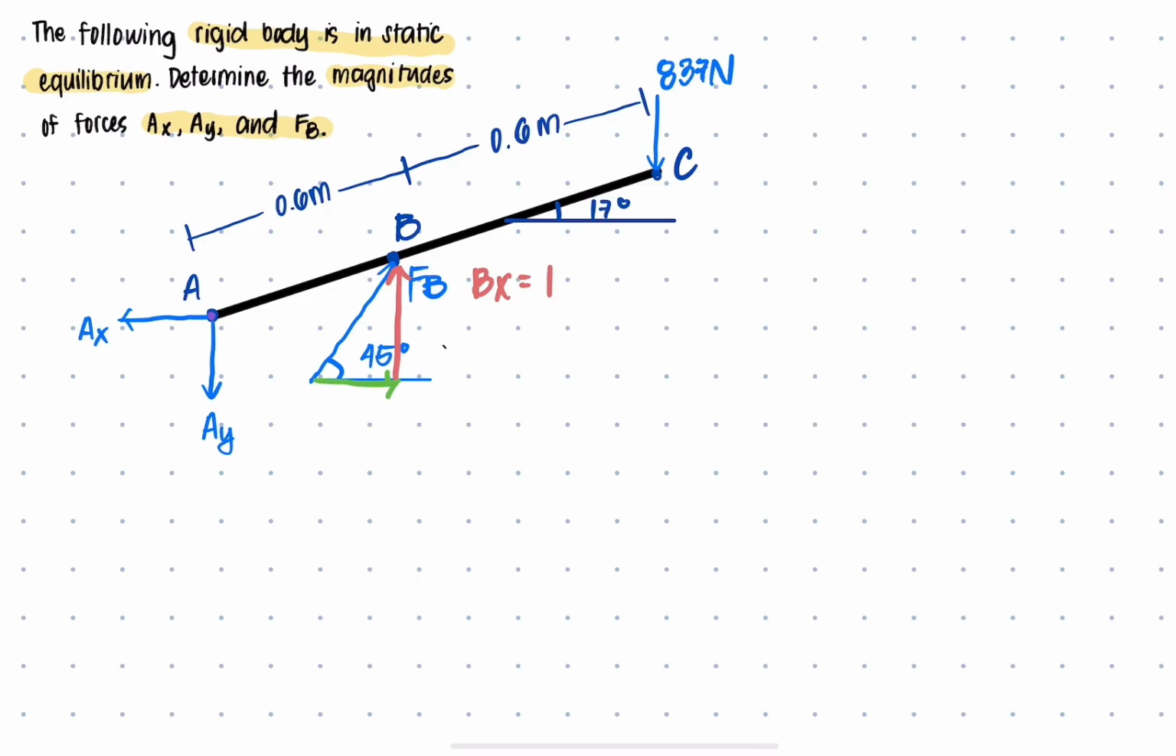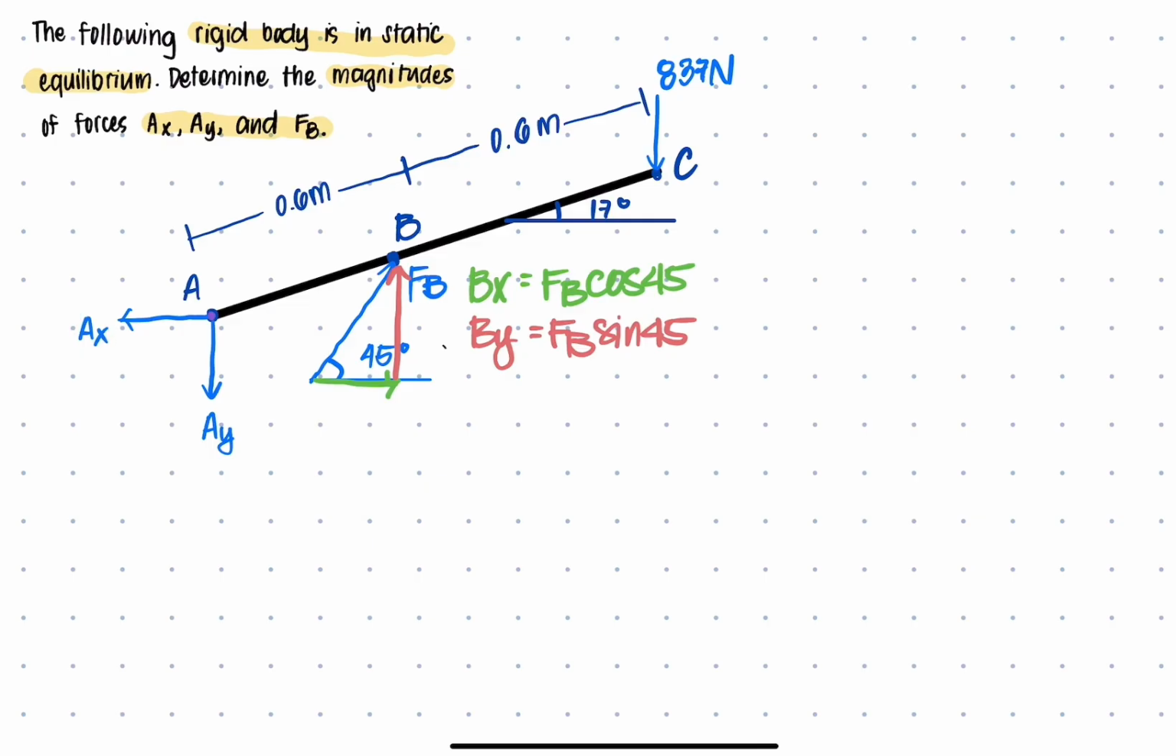And this is going to be equal to, mali yung kulay. BX is going to be equal to FB cosine 45. And similarly, yung Y component, BY, is gonna be equal to FB sine 45. Ayan. So ngayon nasulat na natin, alam natin na meron tayong tatlong unknowns sa problem na to. Sila si AX, si AY, and si FB.